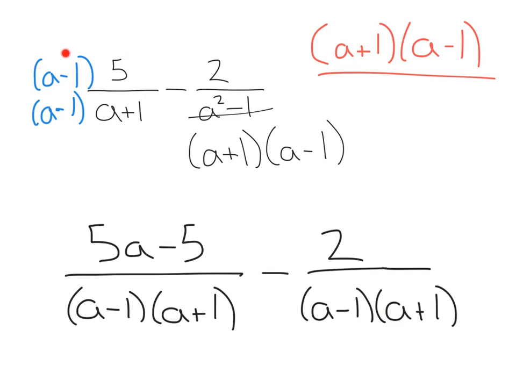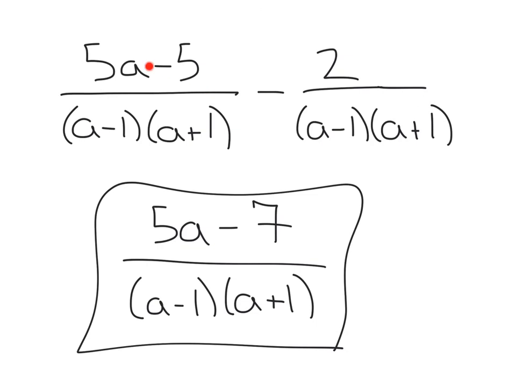That'll give us 5 times a, 5a, minus 5 times 1, minus 5, over our common denominator, minus 2 over our common denominator, a minus 1, a plus 1. Proceeding from there, we get 5a minus 5 minus 2, minus 7, all over a minus 1, a plus 1.